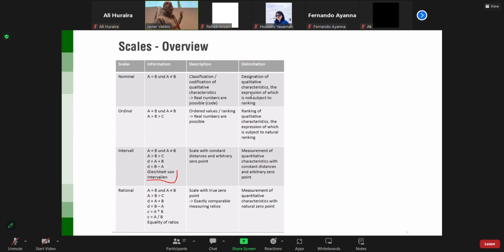If you want to always identify the difference between interval and rational, think about that 0. Does the 0 provide me information about emptiness or not? If yes, then perfect. I can do a lot of stuff with it. I can actually apply almost all statistical methods. But if that 0 is not providing me information, it is arbitrary. Why is it 0 in Celsius? Because this is the freezing point of water. But it could be something else, like in Kelvin. Kelvin is different. Then it's an interval. Do you follow?